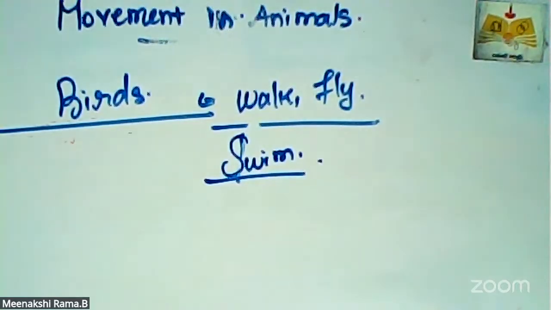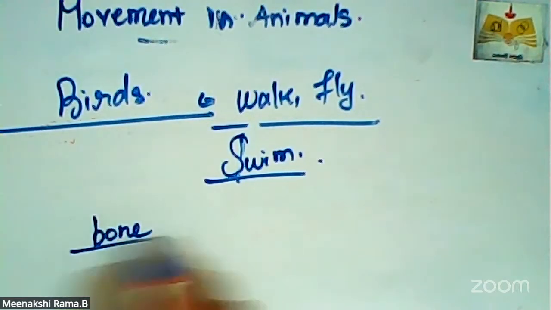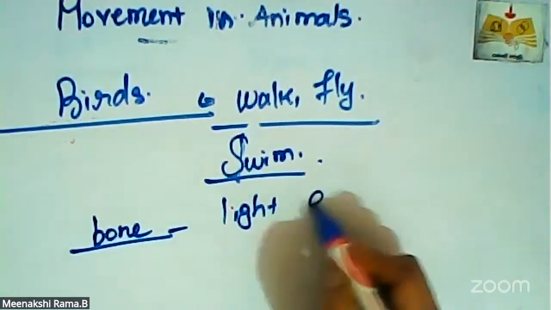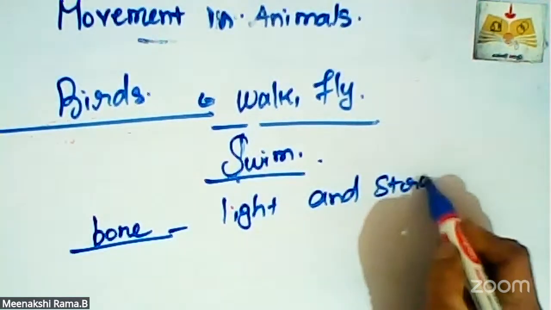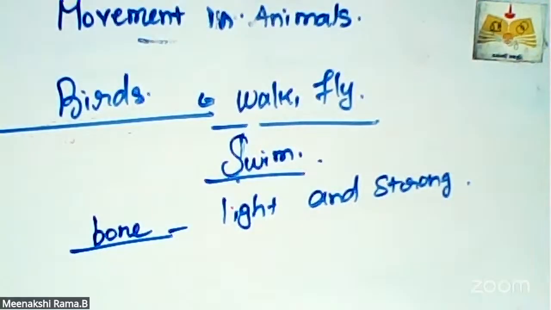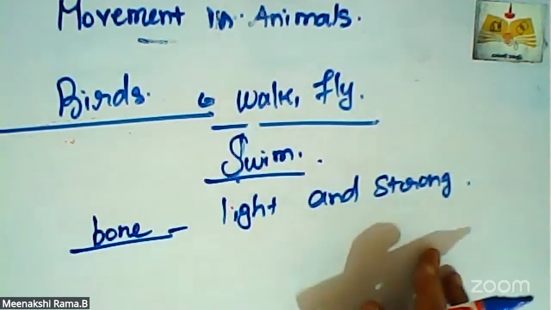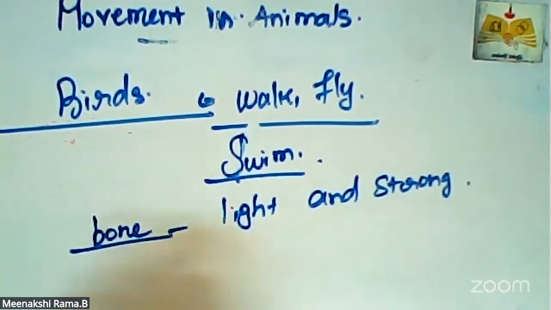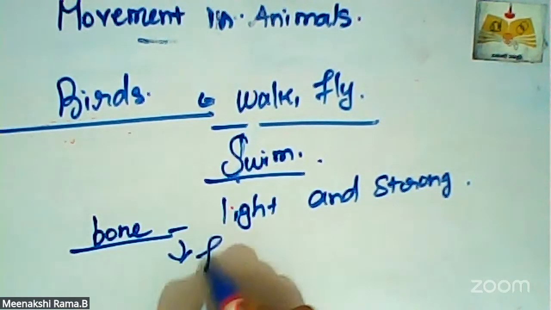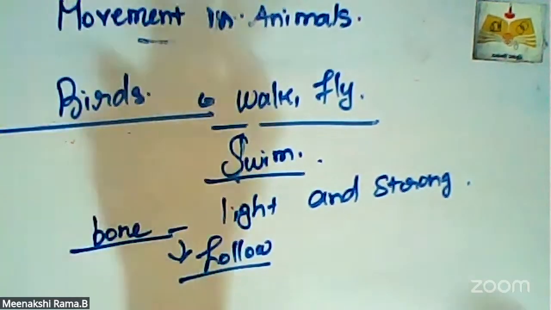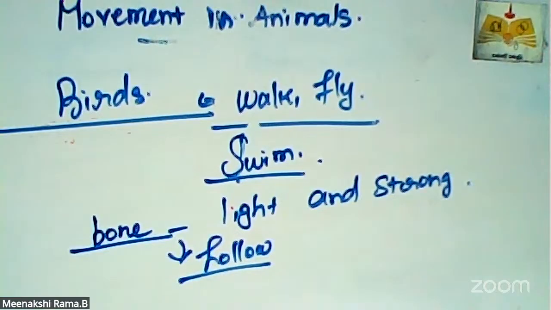So the bird has a streamlined body. Bones are light and strong. How are the bones made? Light and strong bones, because they are flying. Their bones are very light as well as very strong. So they are hollow and have air spaces between them. The bone is always hollow. Hollow bones are present in their body.